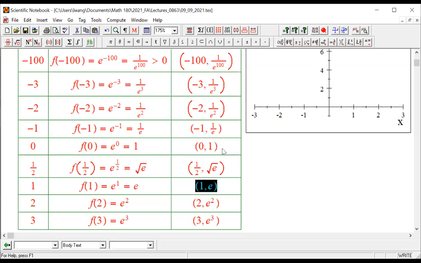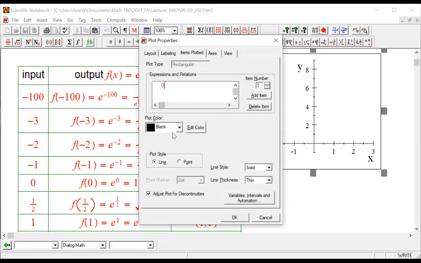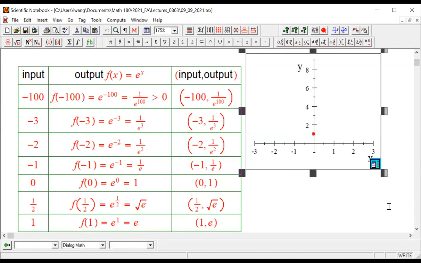0, 1. That's right. You are absolutely right. Why don't we start from there, right? All right. You can see there's not really a right place to start. So I'm going to plot this point first. Boom, a red dot, 0, 1.